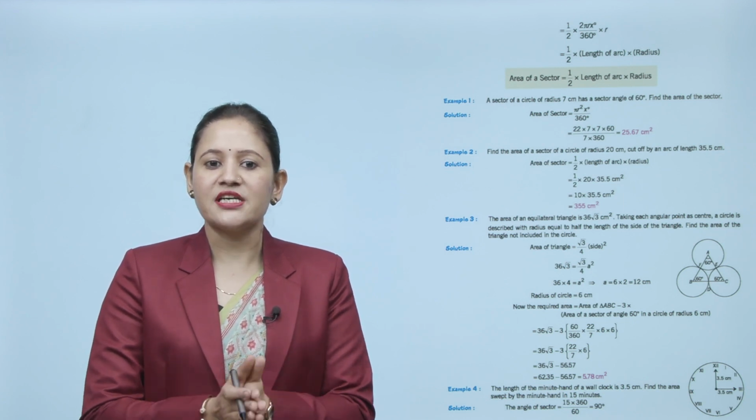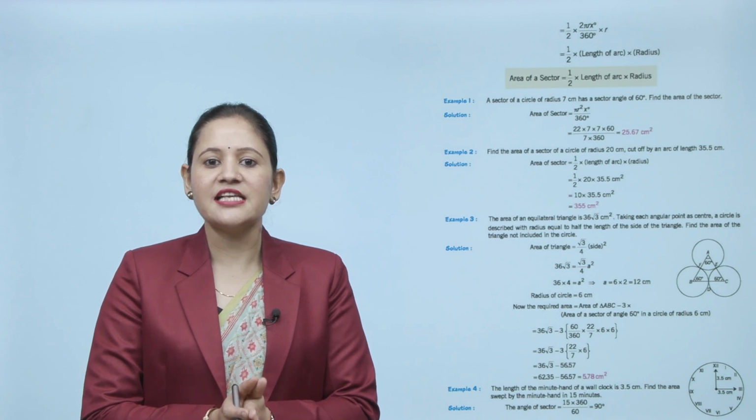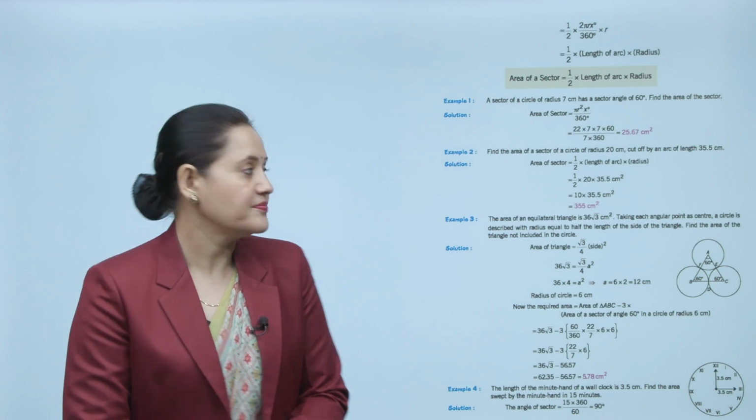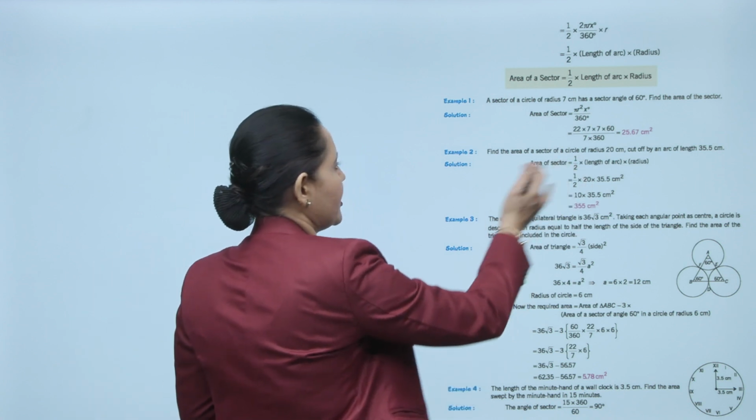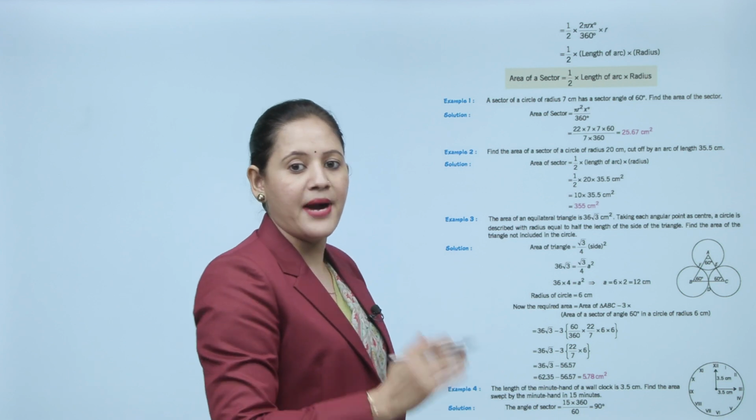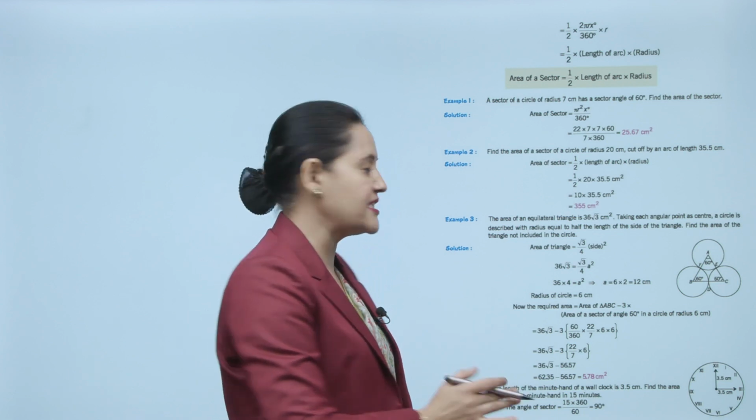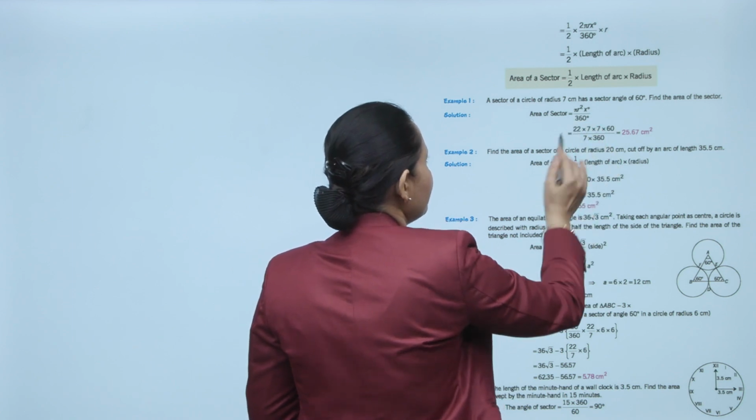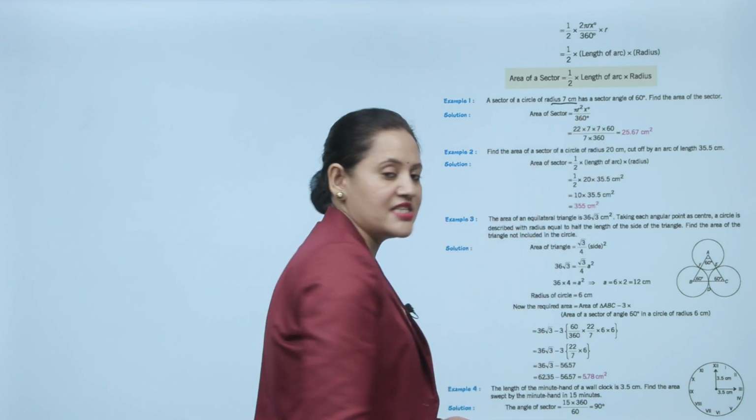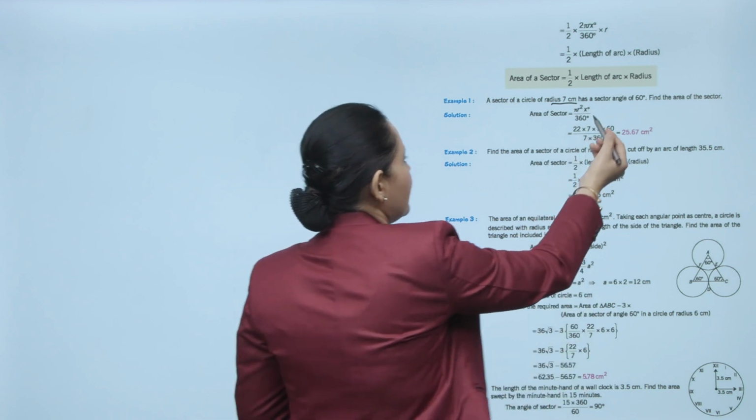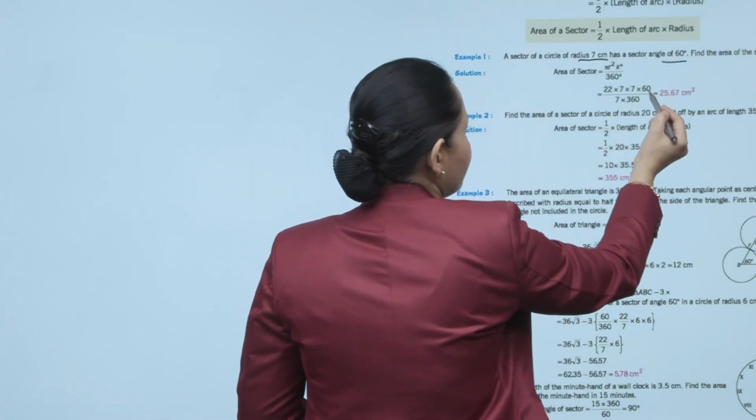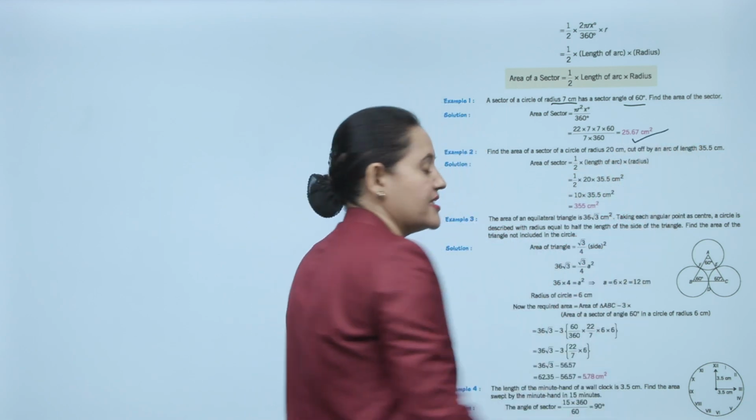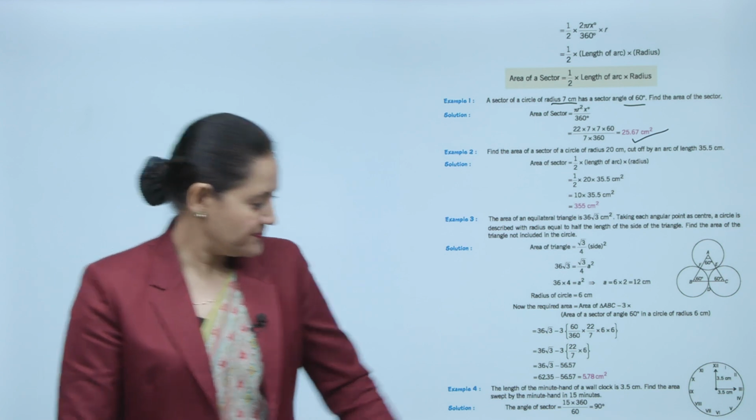A sector of a circle of radius 7 cm has a sector angle of 60 degree. Find the area of sector. We have to find the area of sector. Area of sector equals pi r square x degree upon 360 degree. Put the value. Pi की जगह लिखेंगे 22 upon 7. R की वैल्यू गिवन है, that is 7 सेंटीमीटर. 7 का स्क्वायर होगा. Angle is given 60 degree. So area of sector आ जाएगा 25.67 सेंटीमीटर square. Clear?